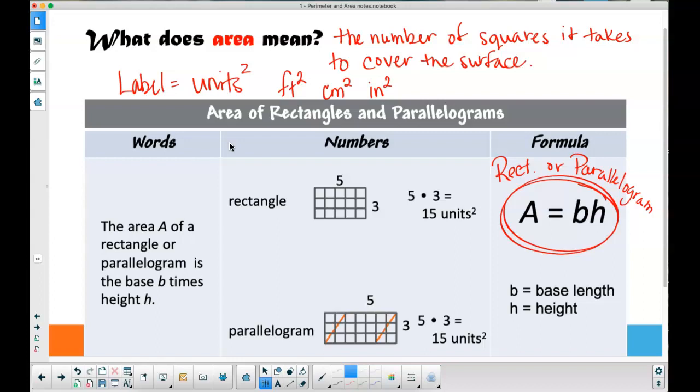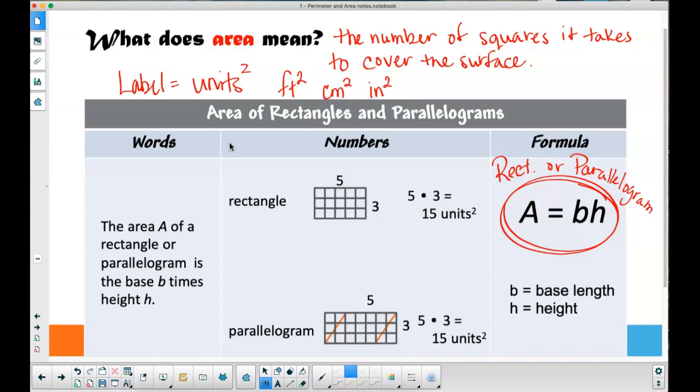Area equals base times height. You just multiply the two numbers together. So if it's a rectangle, that's 5 units by 3 units. 5 times 3 is 15. Done.